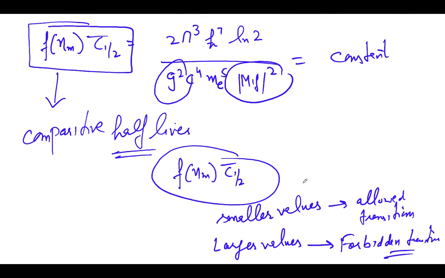So from the value of this comparative half-life, it becomes easy experimentally to distinguish between allowed and forbidden transitions, and we have already discussed in detail what allowed transitions and forbidden transitions are. So this is all for today's lecture.